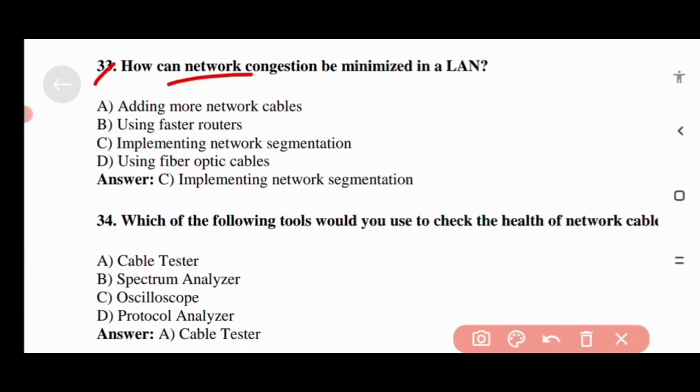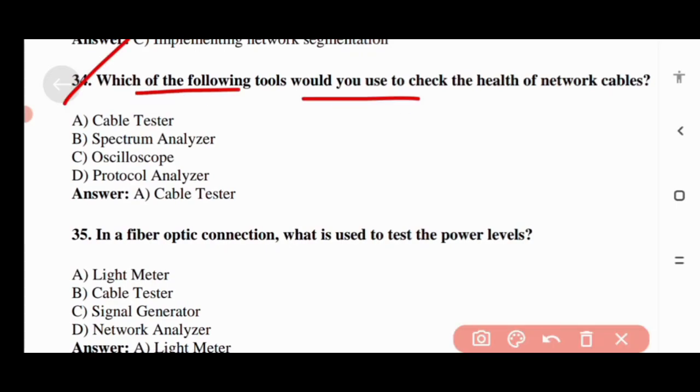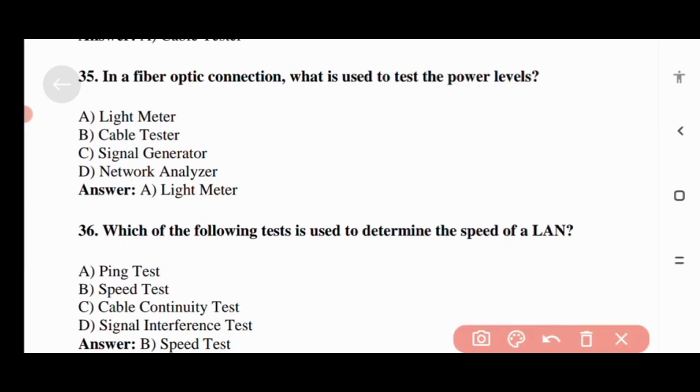How can network congestion be minimized in a LAN? Implementing network segmentation. Which of the following tools would you use to check the health of network cables? Cable tester. In a fiber optic connection, what is used to test the power levels? Light meter.